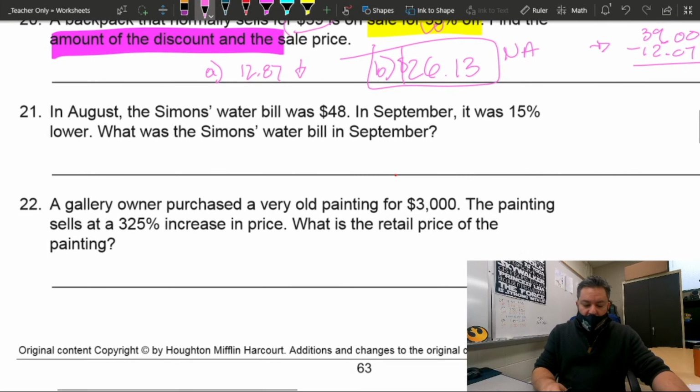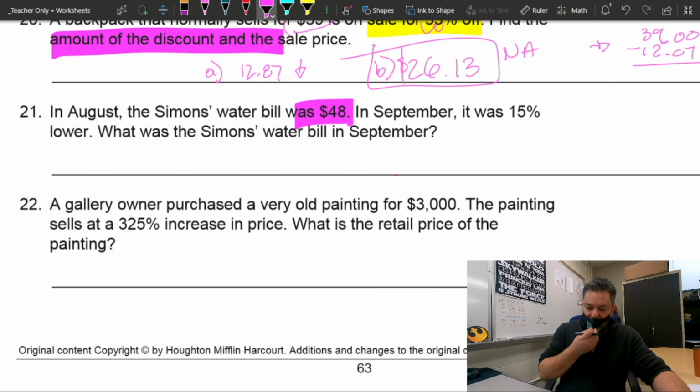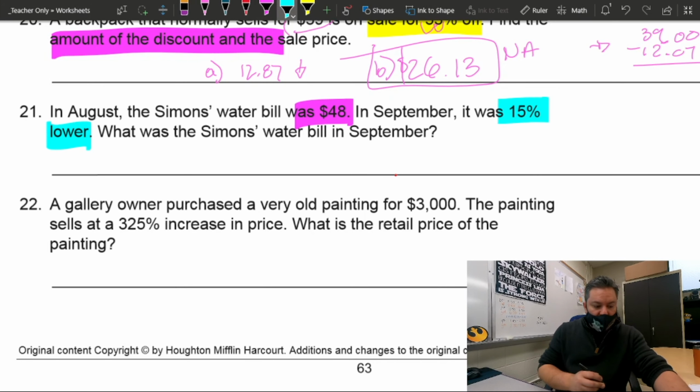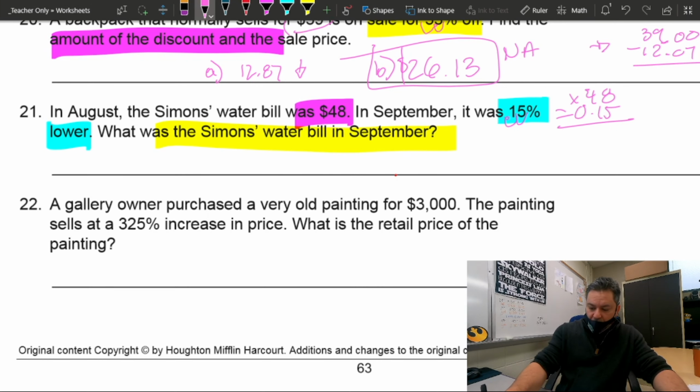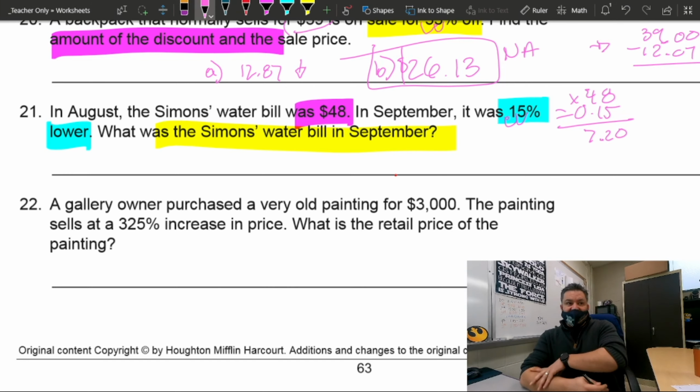Number 21. In August, the Siemens' water bill was $48. That was the previous bill. In September, it was 15% lower. Add or subtract? So he says, what is the bill in September? Very good. Well, we're going to subtract. For the first step, convert this to a decimal. This becomes 0.15. And we're going to multiply by the original, which is 48. 48 times 0.15 gives us 7.2, or $7.20.